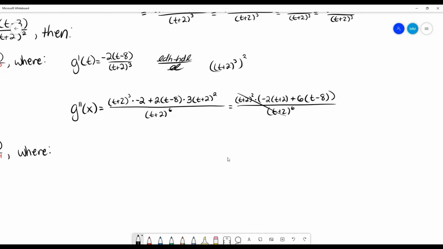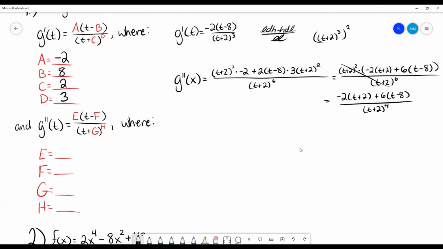Cancel 2 of those out. It turns into negative 2 times t plus 2, plus 6 times t minus 8, over t plus 2 to the 4th, because we canceled out 2 of them. And now, once again, distribute, combine like terms, and then possibly factor out again. So I'm going to rewrite it over here with that distributing.